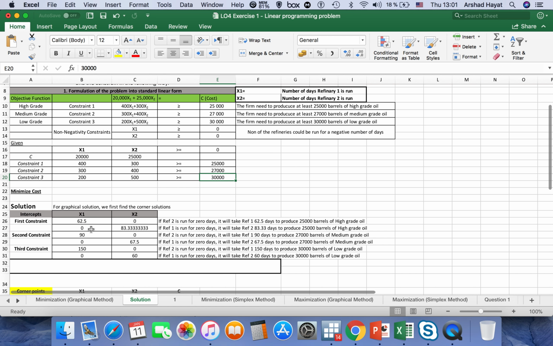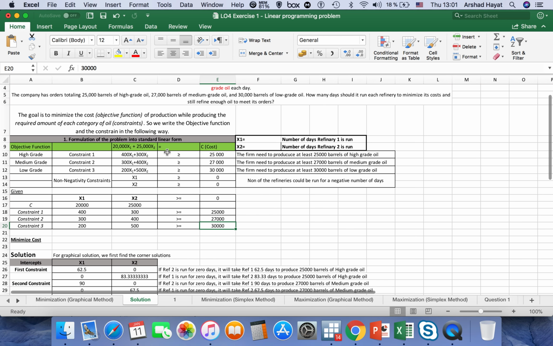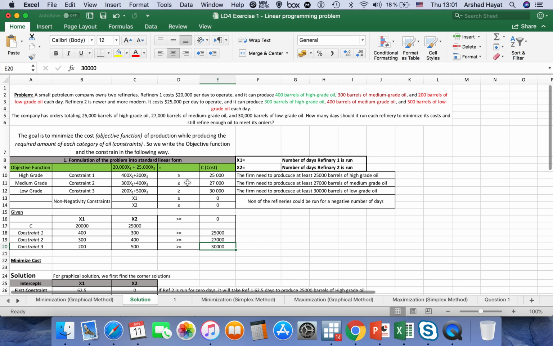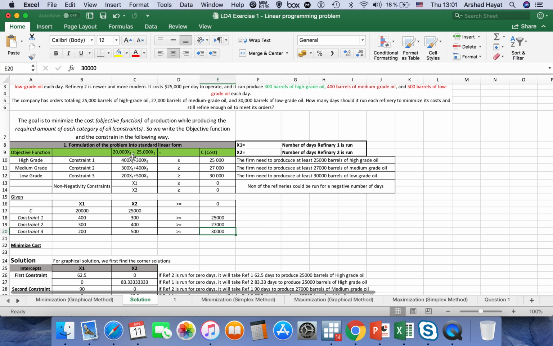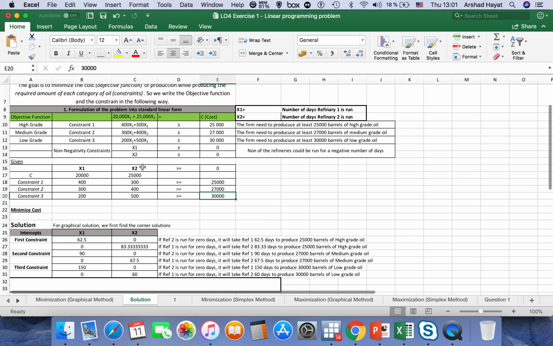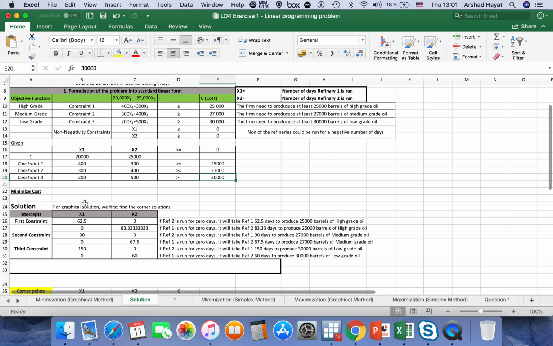The solution is very simple. Almost half of the problem in this kind of problem is formulating the problem. Once we know how to extract the information given in the task into a proper formulation of the problem, then the solution becomes very simple. For the graphical solution, what we do is simply find corner solutions.